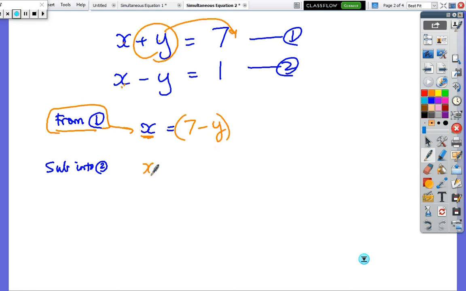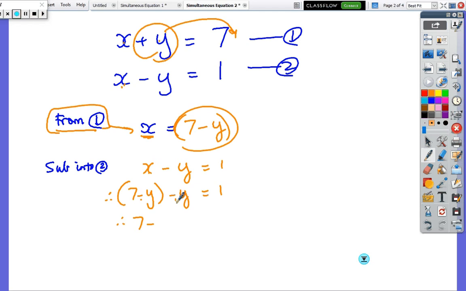So the equation is x minus y equals 1, but where the x is now going to be 7 minus y, so 7 minus y minus y equals 1, and then tidy it up. So 7 minus 2y equals 1. So minus 2y equals 1 minus 7, which becomes minus 6, and divide by minus 2, you get 3. Okay, so that's your first answer, which is the y value.